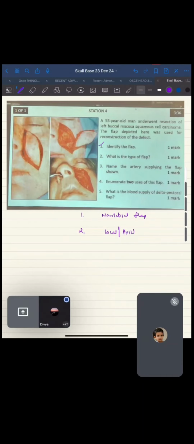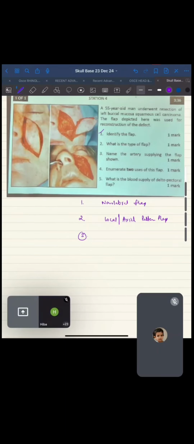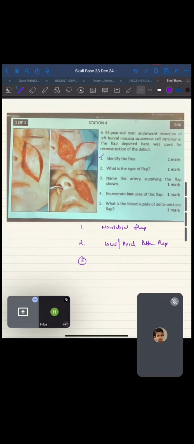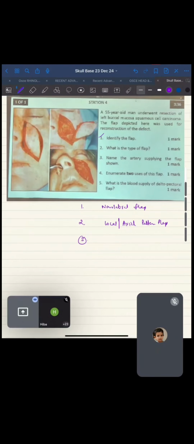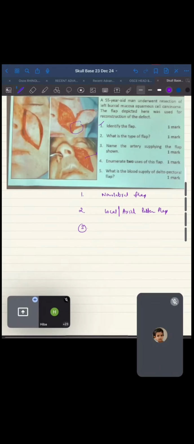Local flap. Local or axial pattern flap. Okay. Now coming to the third part, that is, name the artery supplying the flap shown. See, what I got in literature is that this type of flap is either superiorly based or inferiorly based. So looking at this image, we can say that this is inferiorly based. Looking at this, no specific conclusion can be made out of it. So I am telling you both the answers.